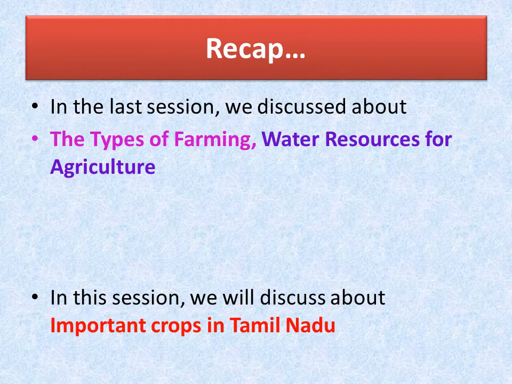We also learned about green revolution. That is a process which brought an increase in crop production by using new varieties of seeds, pesticides and new agricultural techniques. Our Dr. M.S. Swaminathan of Tamil Nadu is known as the father of Green Revolution in India. Dears, in this session, we will discuss about the important crops in Tamil Nadu.